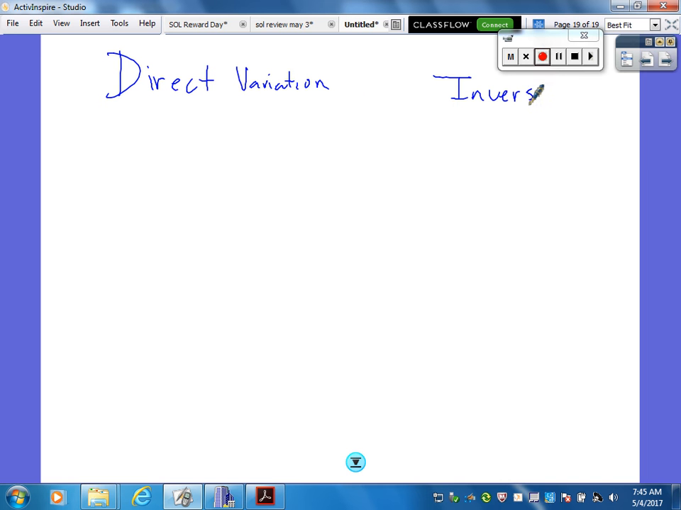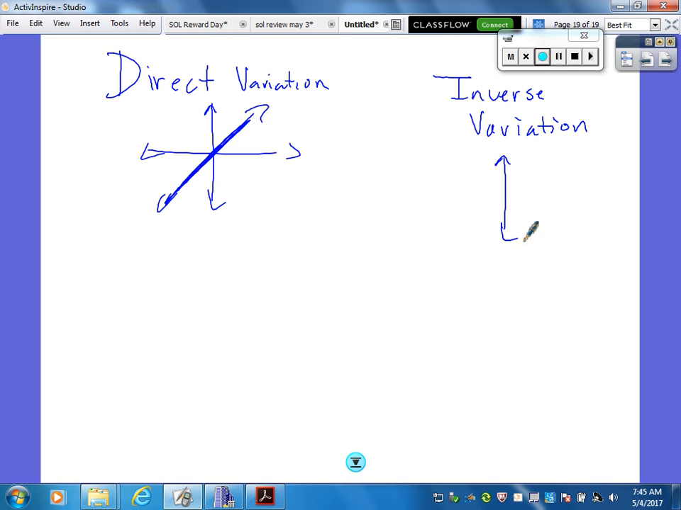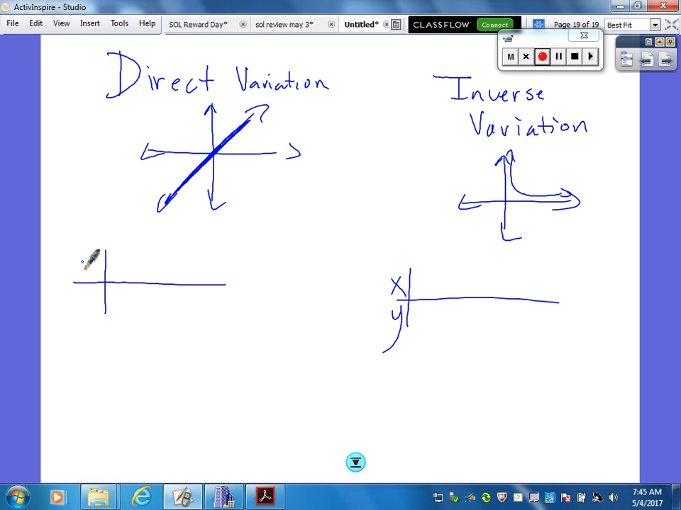If you're seeing a picture of it, it's easy to tell them apart, because your direct variation is a straight line, but it's diagonal and it always goes through the origin. I missed it right there. Try to get that right through the origin. There you go. Our inverse variation is a curve, and it curves up around like that. Okay? So when you are doing direct variation and inverse variation, the rules sound similar.